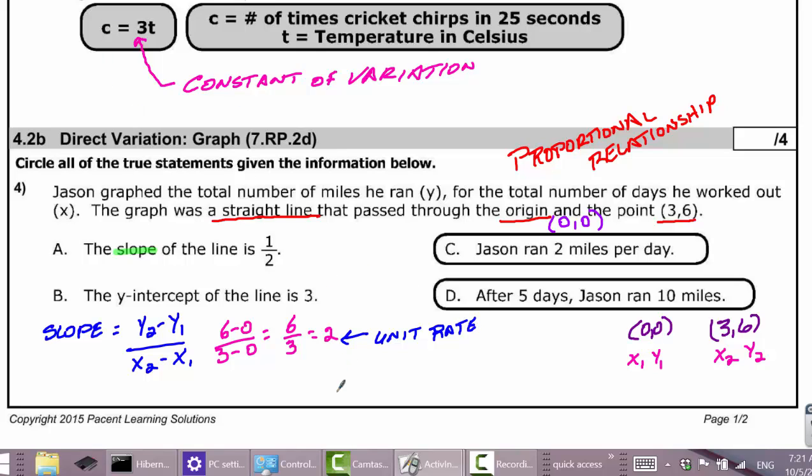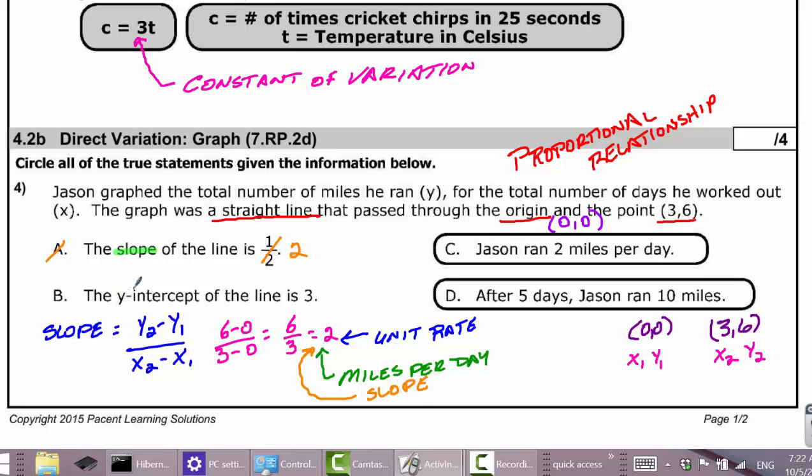In this problem, since it is the unit rate, and this is talking about miles he ran in days, it turns out to be the miles per day. And of course, this is the thing we were calculating initially, it's also the slope. So the slope is not a half, it's 2. All right, so A is false, not true.